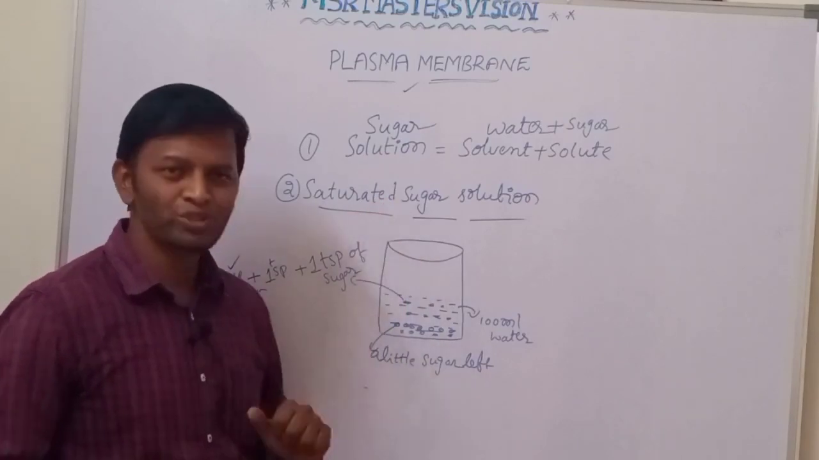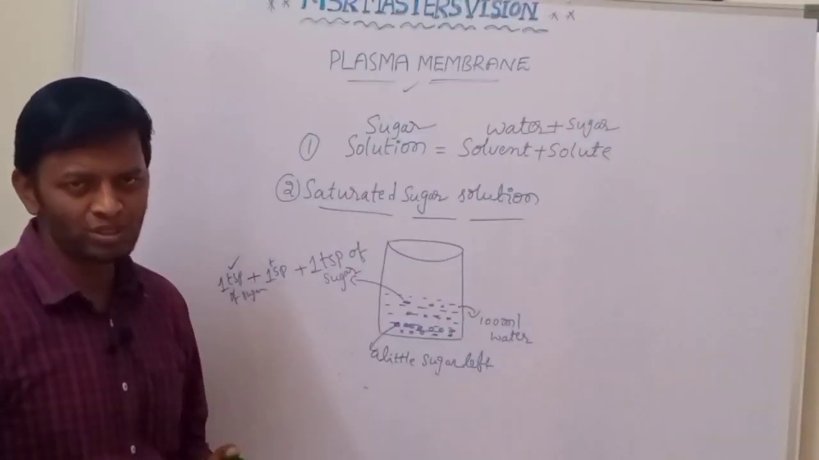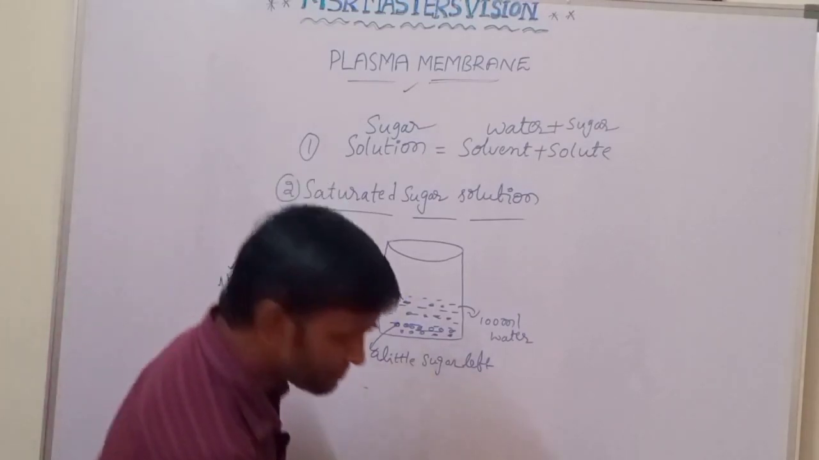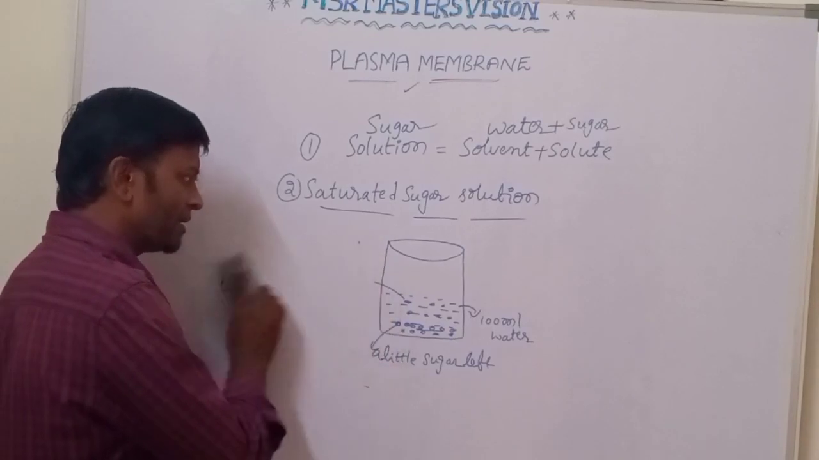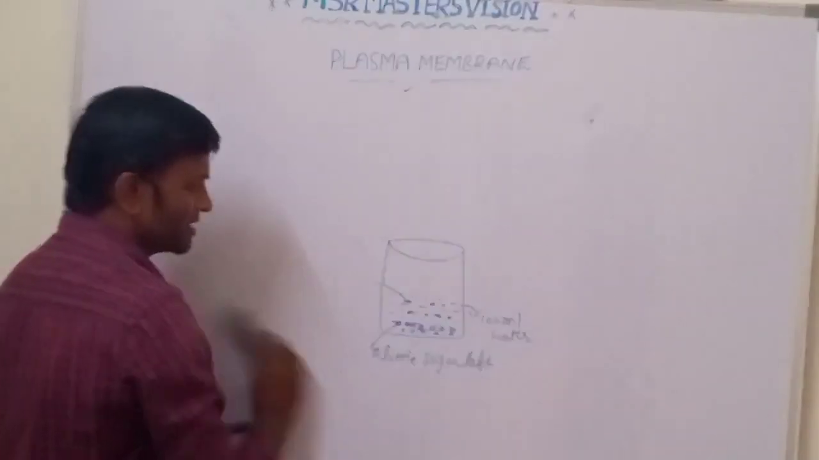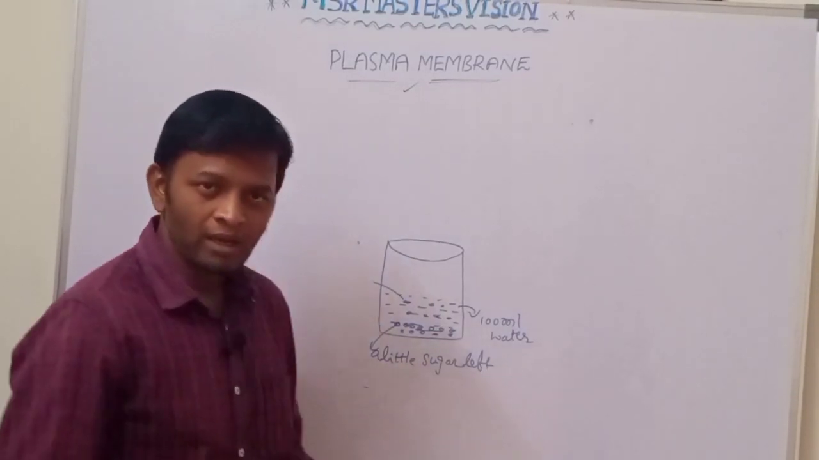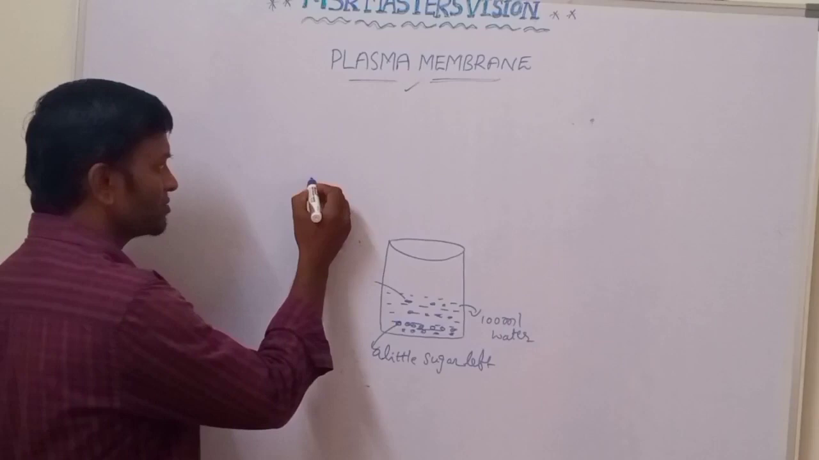That sugar solution is called a saturated sugar solution. After preparing the saturated sugar solution, we need to make a concentrated sugar solution again. So how can we make a concentrated sugar solution?